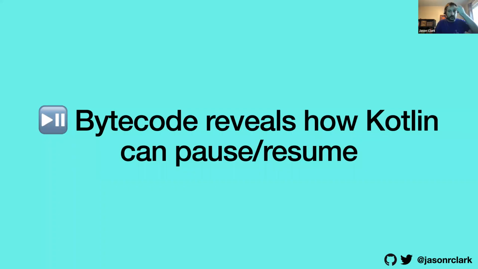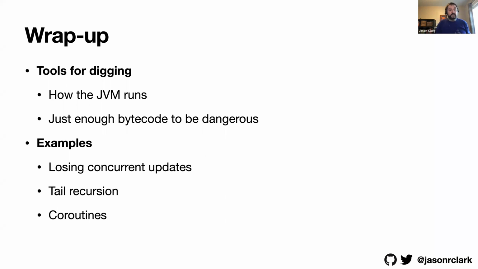So the bytecode reveals to us how Kotlin was able to do this pause and resume. Now, there's a whole bunch of framework code behind it that Kotlin is using to make its own decisions about when to execute and when not. But this shows us how it transformed our code into something that can work with that platform code to be able to execute. So that's where we are.